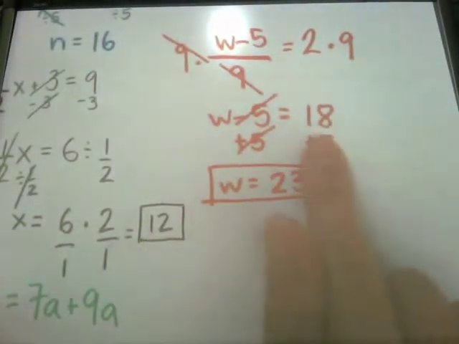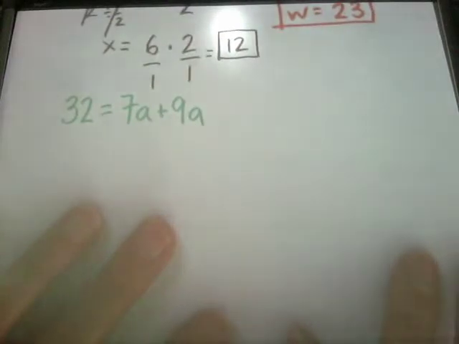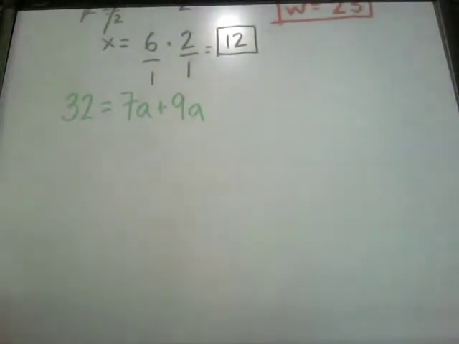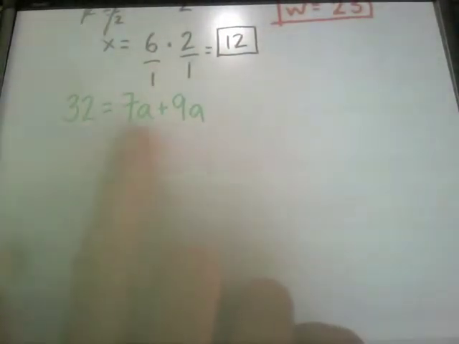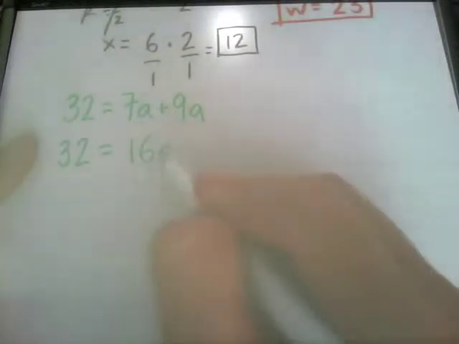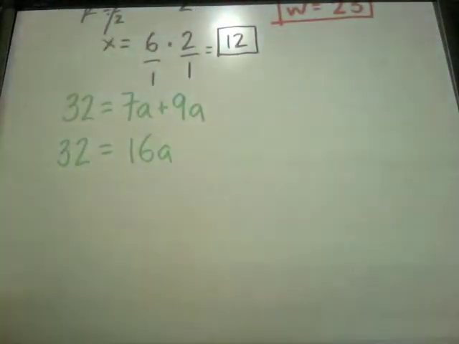We did 2 times 9 and got 18. Is there anything I can simplify on this one? Jim? Yeah, okay, so these are like terms. We can only add them because they both have the same variable with the same exponent. If I have 7 a's and 9 more a's, all I have to do is combine those like terms to get 16a.